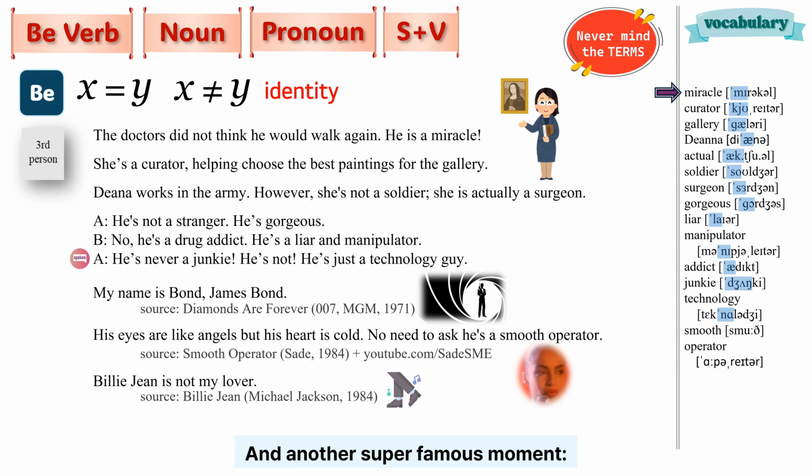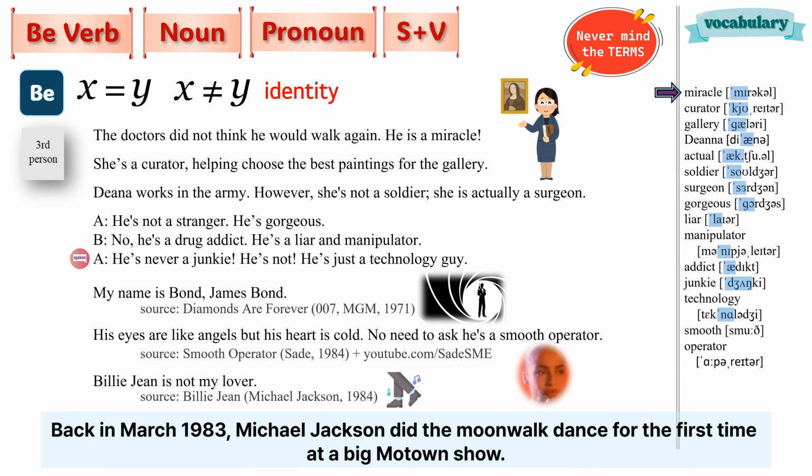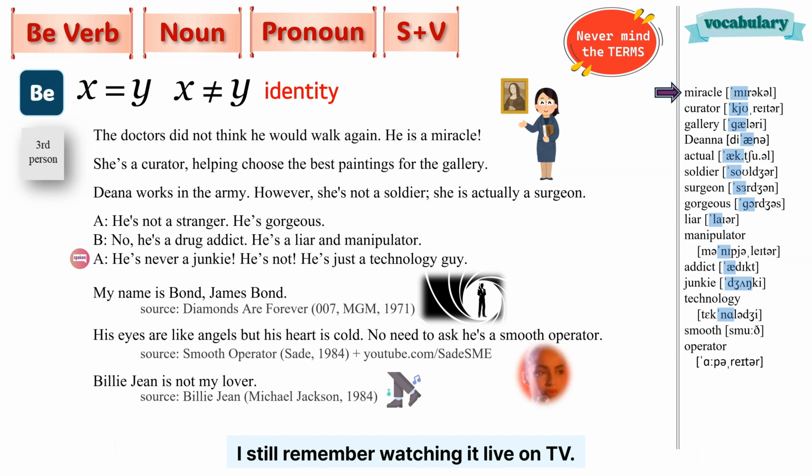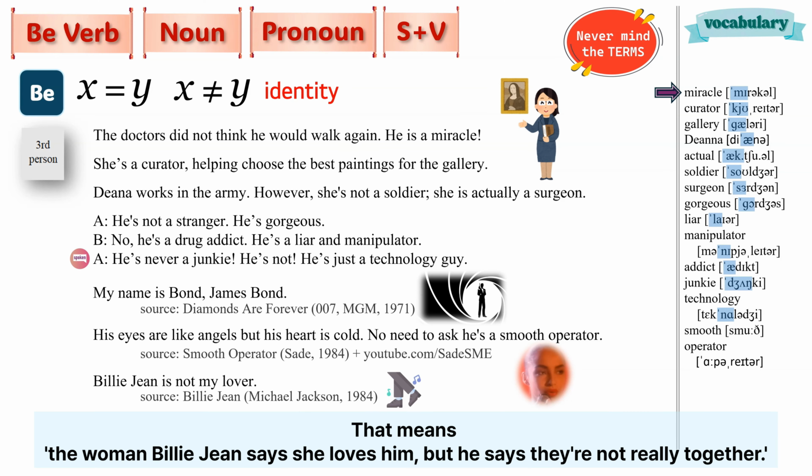And another super famous moment. Back in March 1983, Michael Jackson did the moonwalk dance for the first time at a big Motown show. It was a huge deal and changed how people saw dance forever. I still remember watching it live on TV. It was amazing. Billie Jean is not my lover. That means the woman Billie Jean says she loves him, but he says they're not really together.